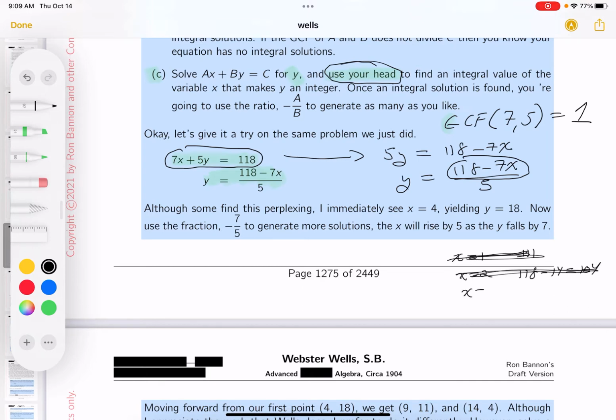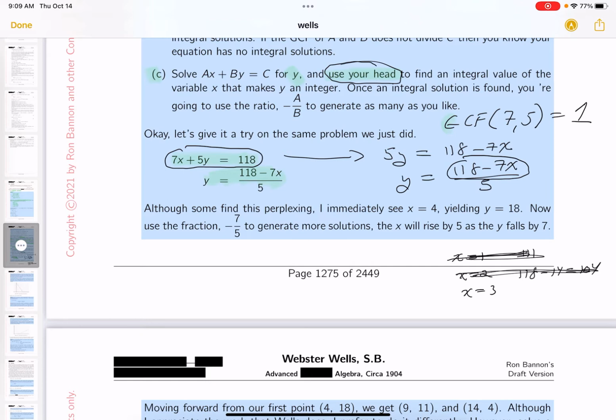I'm going to try x is 3. Now, someone says, how many do I have to try? Well, if this were a Greek linear Diophantine equation, this would not be a good technique. All right, let's try that 3. What do you get? 118 minus 21. Well, I know I get a 7, so I'm going to say that doesn't work either. What I mean by 7, the first digit would be a 7. Let's do the next one. x is 4.